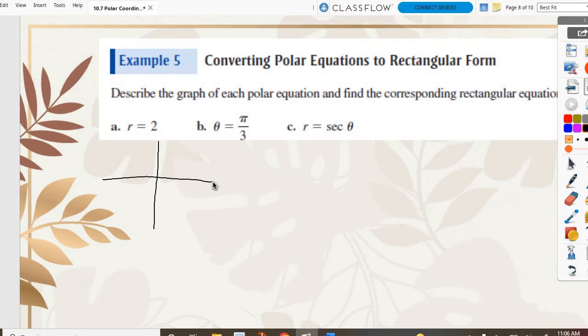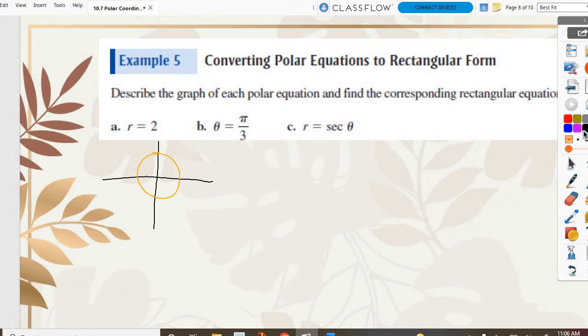So if they don't give us an angle, it's kind of like when we just have x equals 4, right? I have all of my y values at that spot, so that's why we end up with a vertical line, agreed? So if I could have any angle, what is it going to give me? All of the angles, but specifically all of the angles with our r of 2, so we end up with a circle with a radius of 2.